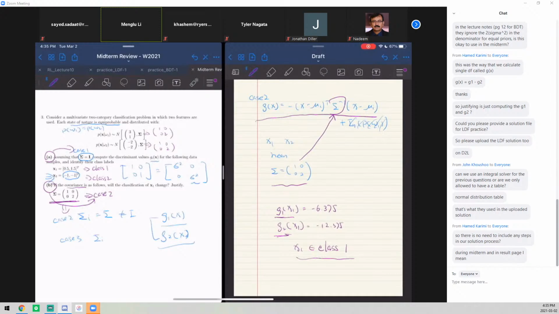I don't know if the prof told you the format of the midterm. If the prof doesn't say you need to provide an extra sheet about your steps, in D2L you don't need to input any steps, just the final answer.